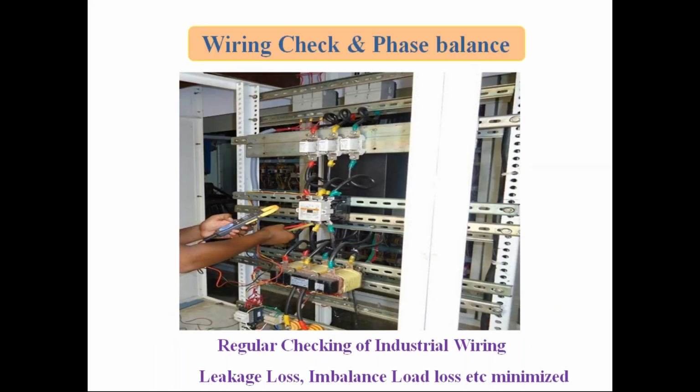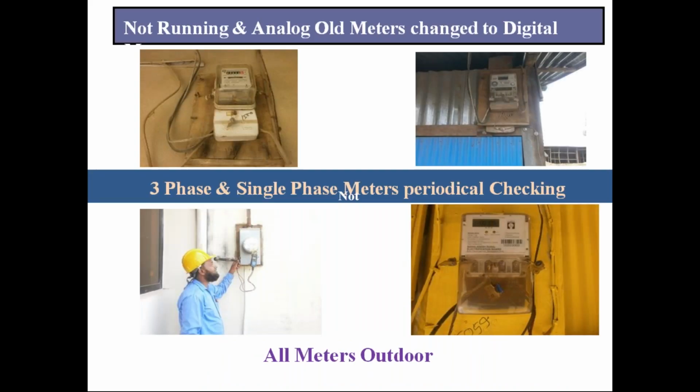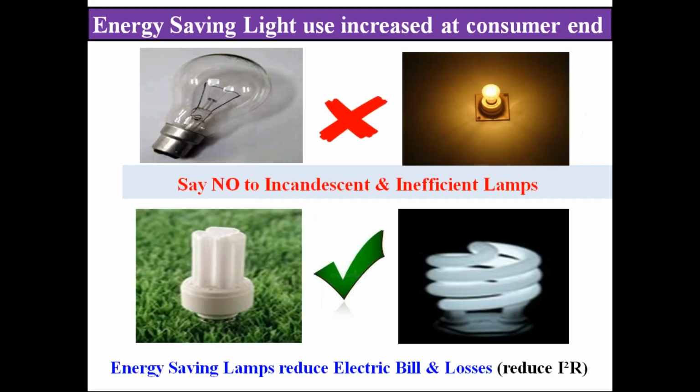Then what we did, for industries, grounding is an important factor. We made technical teams, and voluntarily they went to each industry and checked their grounding and wiring also. The customers were very happy, they cooperated with us, and we had our phases balanced, and ground loss was also negligible. We regularly had industrial wiring checking.